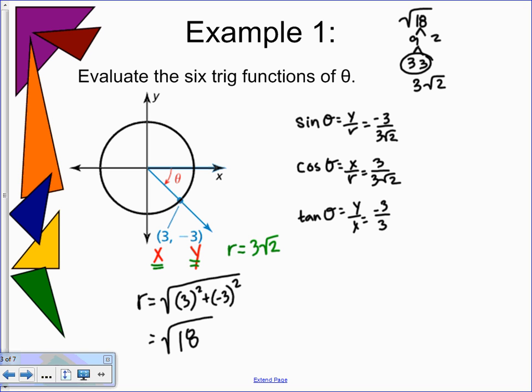Now, I should simplify some of those ratios correctly. So, sine and cosine, I have a radical in the denominator that I'll have to move, so I've got to rationalize my denominator for both of them. I'm going to multiply by the square root of 2 on the top and the bottom.